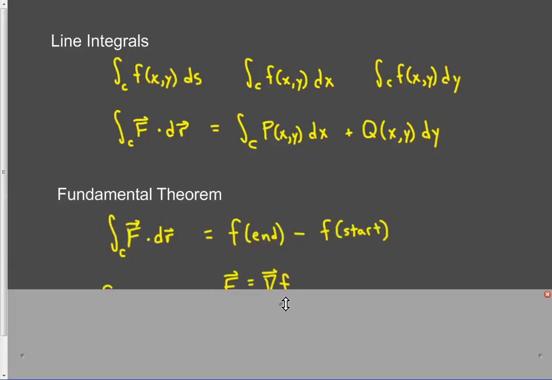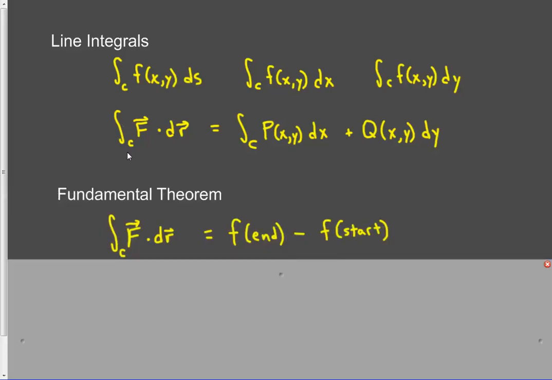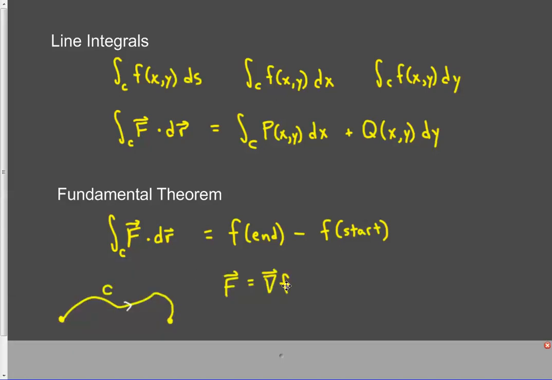All right, but then we learned that there is a fundamental theorem which says that for the vector field situation, if your vector field happens to be the gradient of a function, then your line integral is just that function evaluated at the end minus that function evaluated at the start of your curve. And that is true, again, if your vector field happens to be a conservative vector field, the gradient of some real-valued function little f.